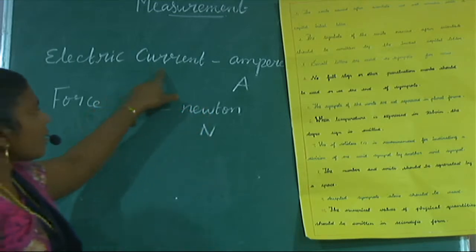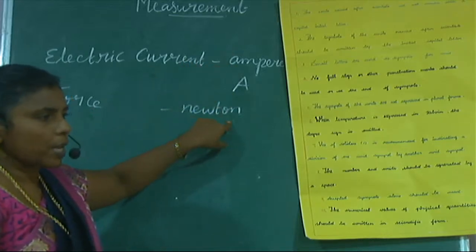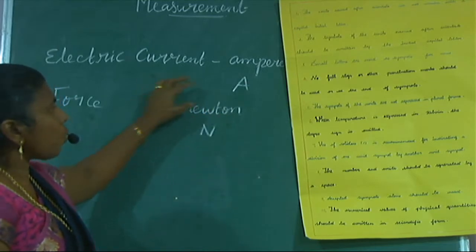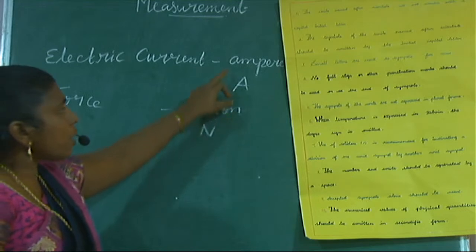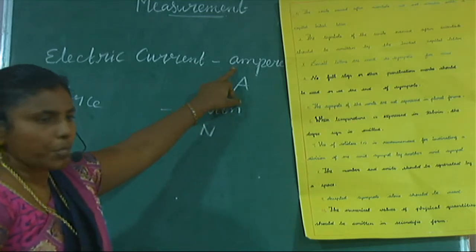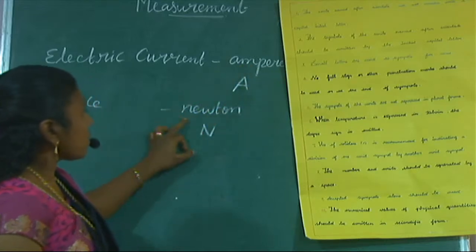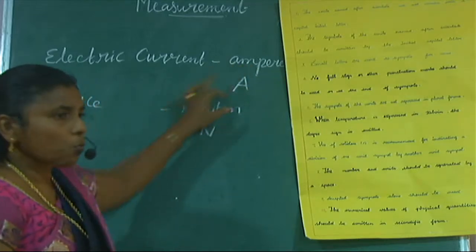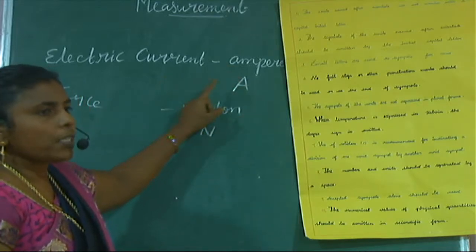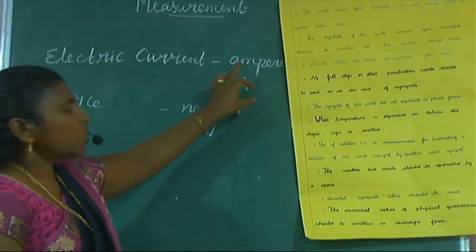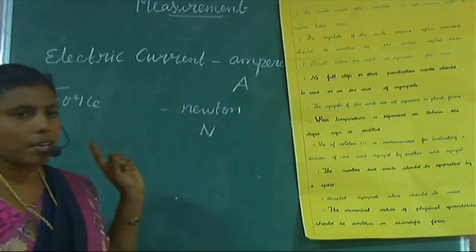Now listen here. Ampere and Newton are scientists' names. So the first rule is: the unit named after a scientist should not be written with an initial capital letter. So you have to write small letters, here a and here n. Okay, the first rule: a unit named after a scientist should not be written with an initial capital letter.